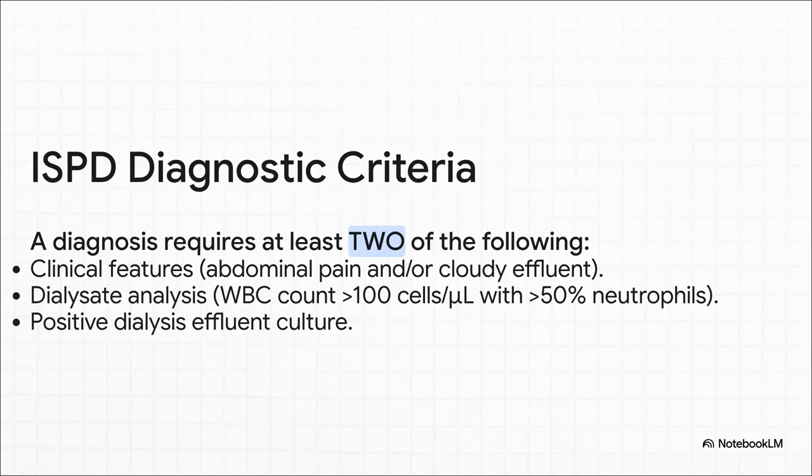To make a diagnosis, you need at least 2 of these 3 criteria. 1, clinical features like abdominal pain or that classic telltale sign of cloudy effluent. 2, a lab analysis showing a white blood cell count over 100, with more than half of them being neutrophils. And 3, a positive culture. Now here's the key. This means you can, and should, make the diagnosis and start treatment before you even get the culture results back. Just remember, for an accurate cell count, you need at least a 2-hour dwell time.